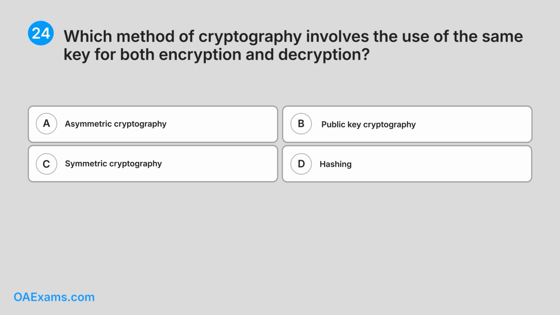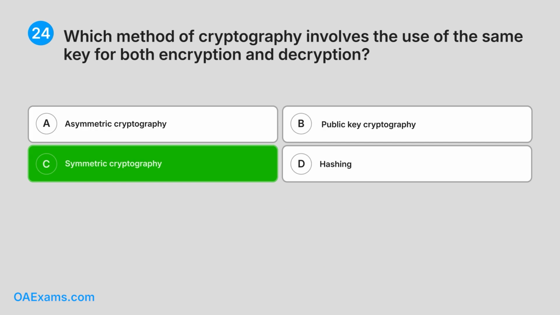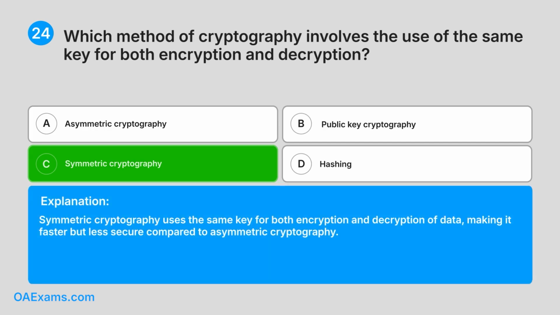Correct answer. C. Symmetric cryptography. Explanation. Symmetric cryptography uses the same key for both encryption and decryption of data, making it faster but less secure compared to asymmetric cryptography.